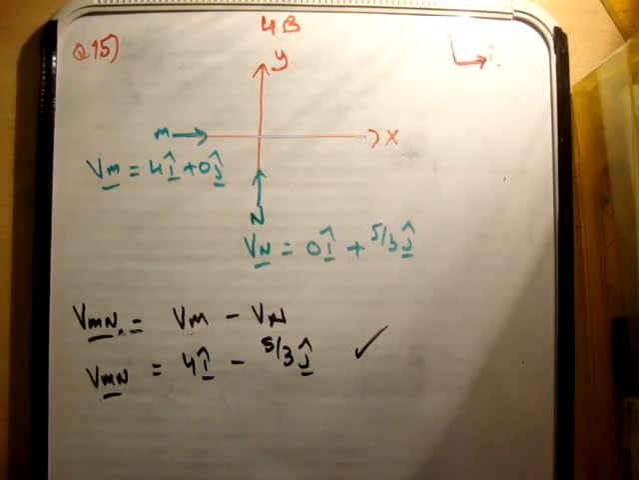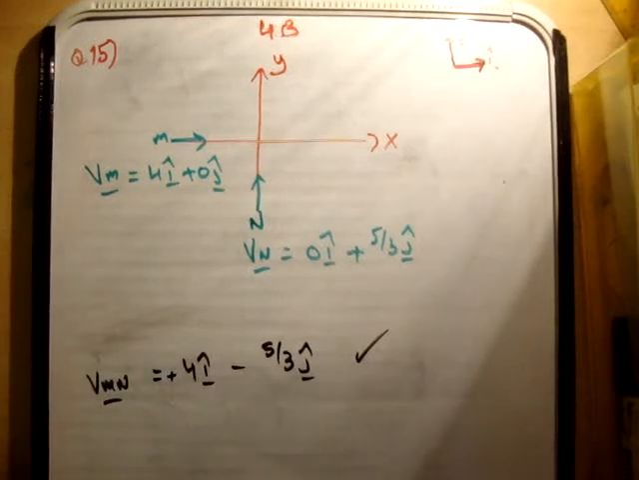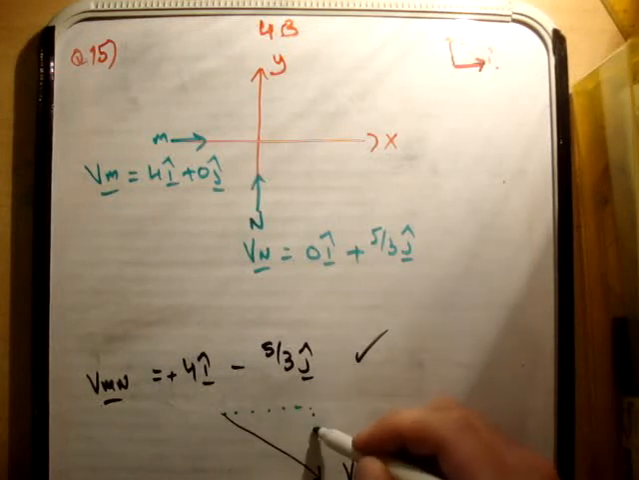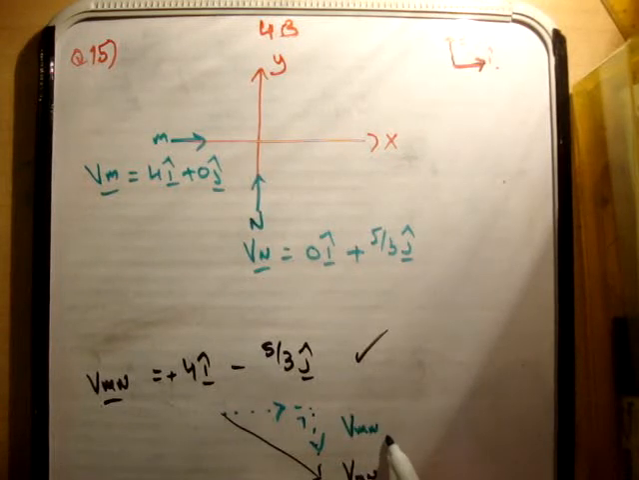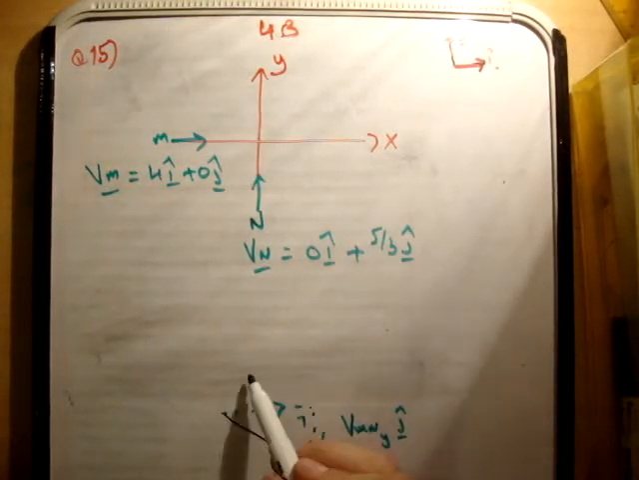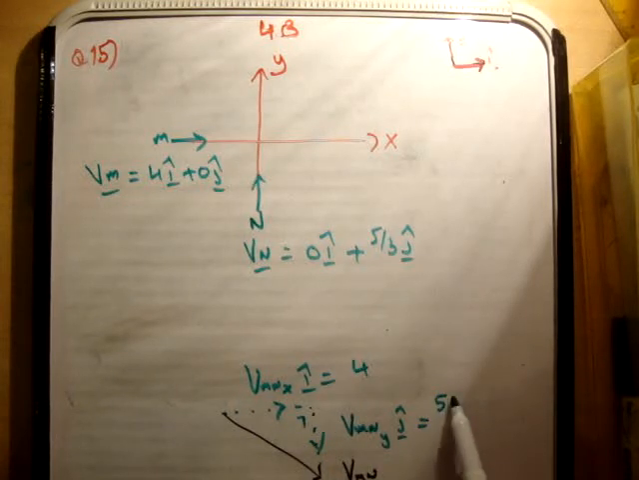And that's correct. The next thing we're going to do is sketch this vector. It's in the positive i but negative j direction, so it's going like this, and this is going to be the vector Vmn. If we want to resolve this, we need to draw the two vectors which when added together create this vector. They must be parallel to the x and y axes. So this is Vmn sub y j hat, and this is Vmn sub x i hat. This is equal to 4 and this is equal to 5 over 3. It's not negative 5 over 3 because the negative is taken into account with the direction.